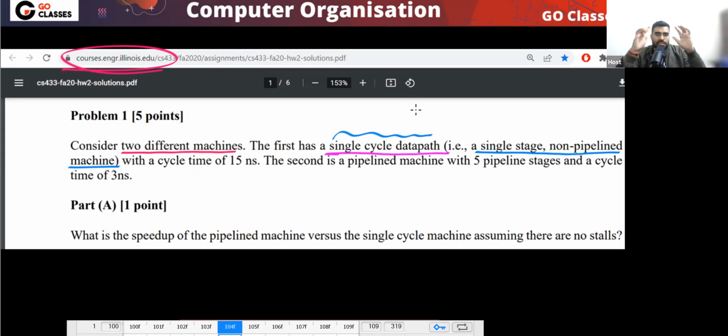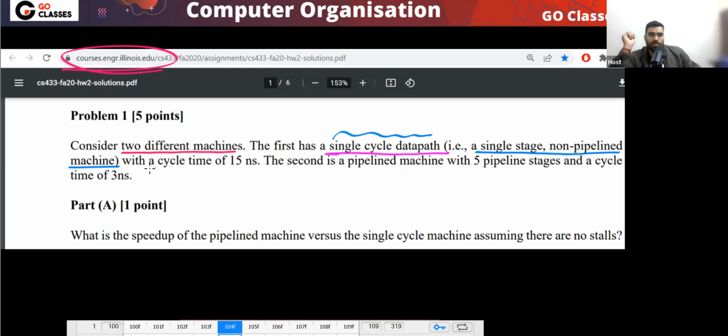So basically, as I told you, a non-pipeline processor is the same as a single cycle data path. Is this clear? In the GATE exam, they can give you this. For example, they can say there is a machine which is using a single cycle data path. Are you getting my point? So a single cycle data path simply means a non-pipeline machine.